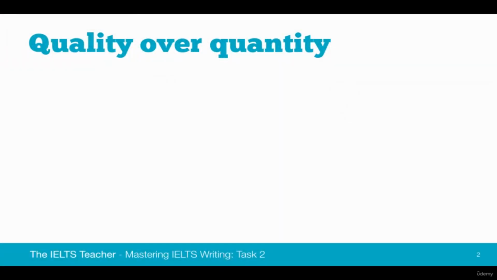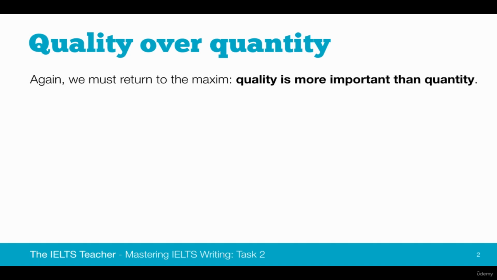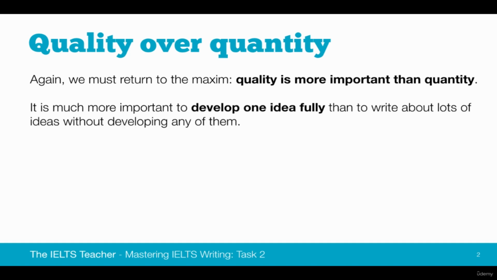So we need to return to the same thing that we've mentioned a couple of times already during this course. Quality is always more important than quantity. It is much more important to develop one idea fully than to write about lots of ideas without developing any of them. So ideally, you should really only need 2 ideas for your individual body paragraphs, and then you develop those ideas with supporting ideas.